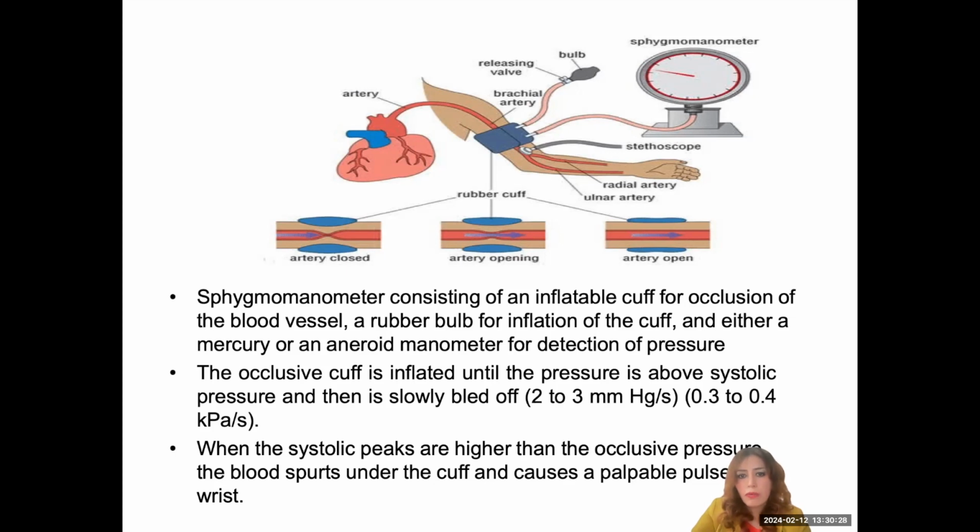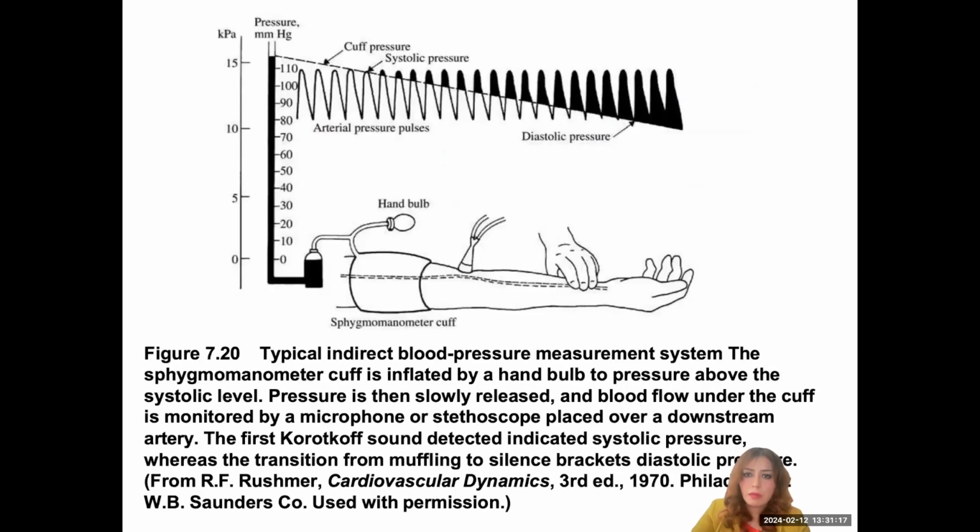The occlusive cuff is inflated until the pressure is above systolic pressure, then it is slowly bled off, for example, 2 to 3 millimeters of mercury per second. When the systolic peaks are higher than the occlusive pressure, the blood spurts under the cuff and causes a palpable pulse at the wrist. So the basic measurement technique in this indirect measurement is like that.